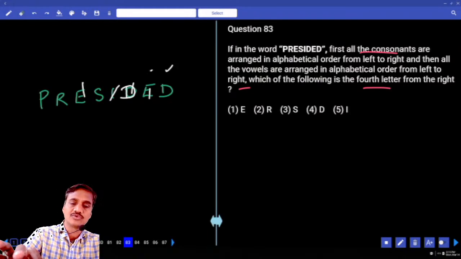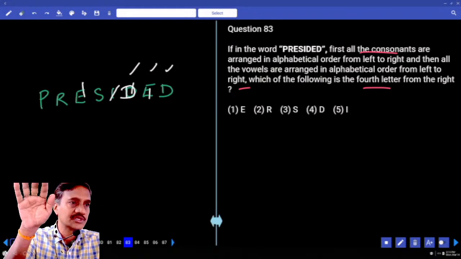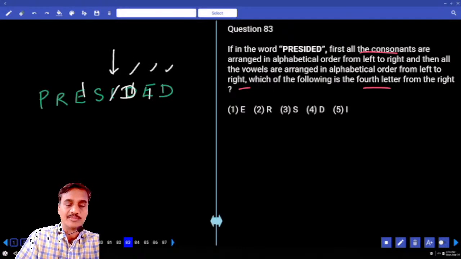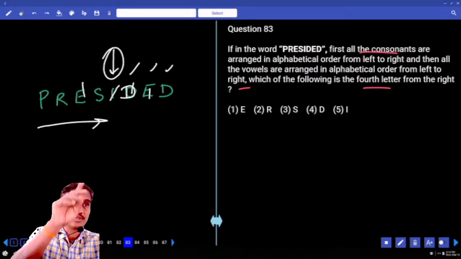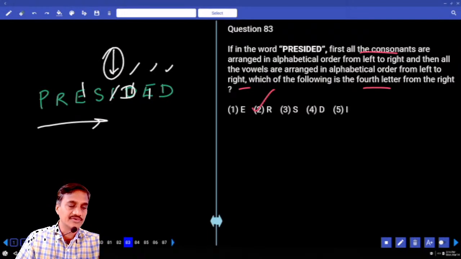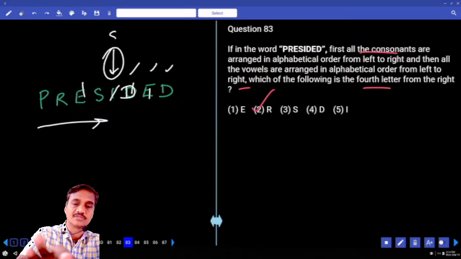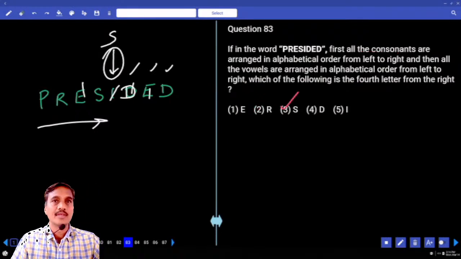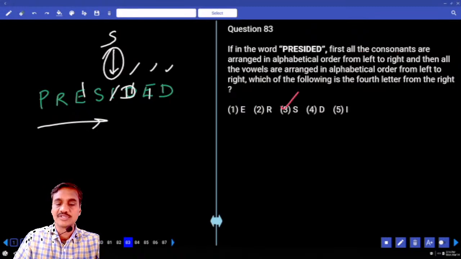Fourth from the right, in 1, 2, 3 places we get vowels. Next, what should come in this place? R should come, because all the consonants are arranged in ascending order. Hence this letter would be the highest consonant. What is the highest consonant we have? R. R that is given in choice. Yes, S will be the answer. Done. Hence S comes first, then followed by this R. That means the highest consonant comes at the fourth position from the right hand side.